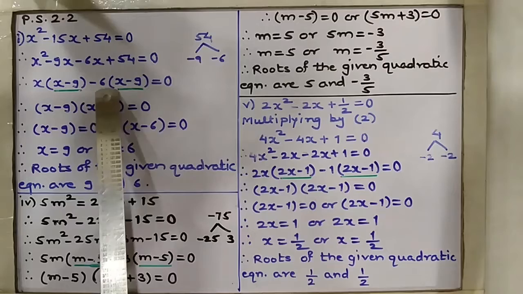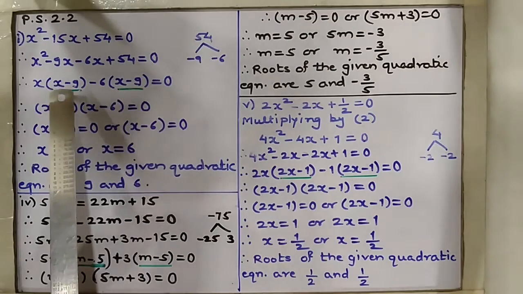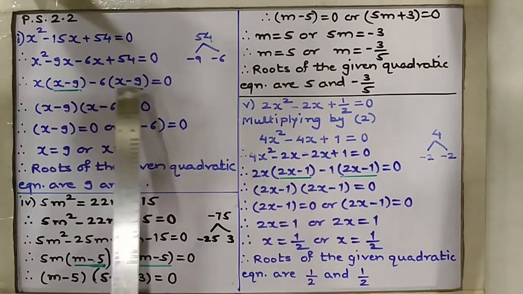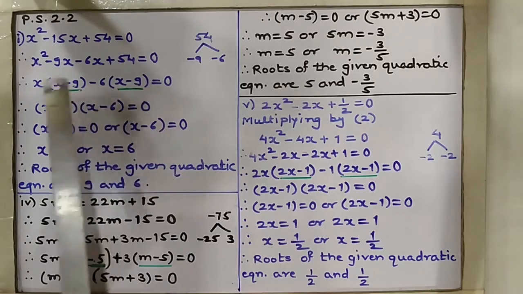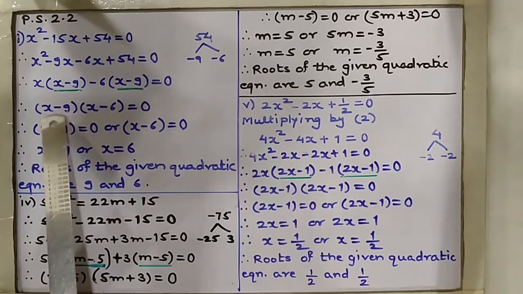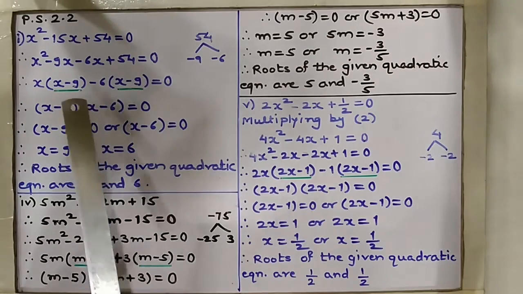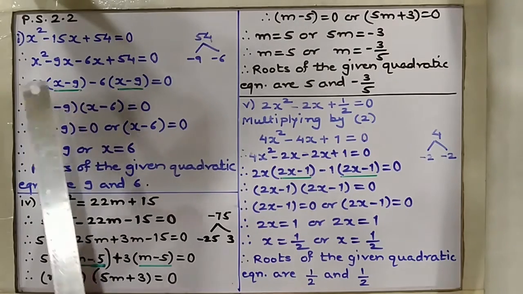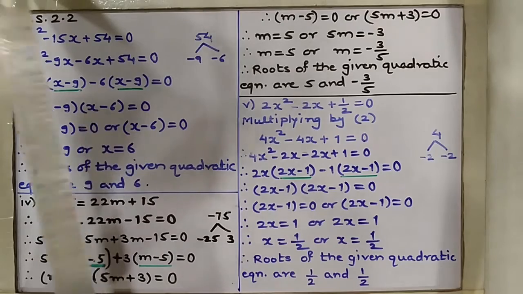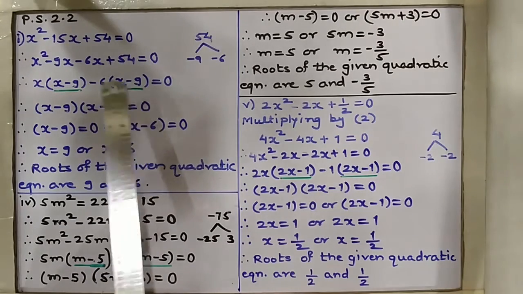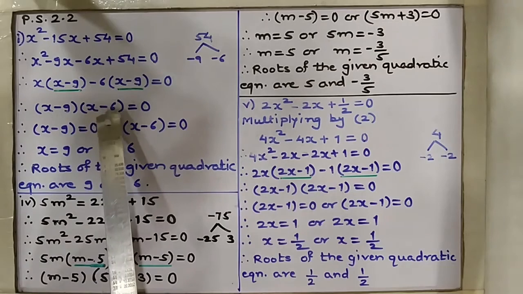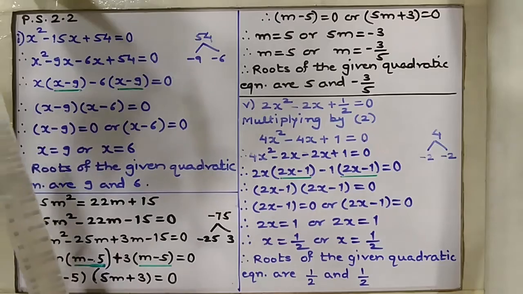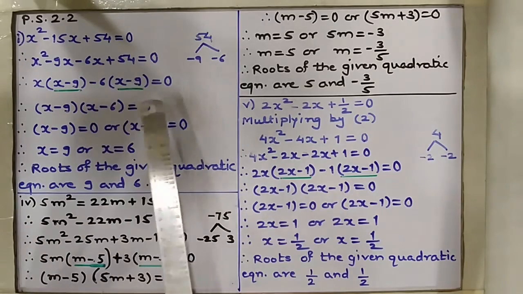Now check these two terms. From these two terms we can see that x minus 9 is common. See the underlined part, it is x minus 9 and it is common in both the terms, so we'll take this outside. So inside the bracket what do we get? From the first term we have taken x minus 9 as common, so we get x over here. And from this term also we have taken x minus 9 common, so we'll get minus 6 over here. So we get x minus 9 into x minus 6 is equal to 0.